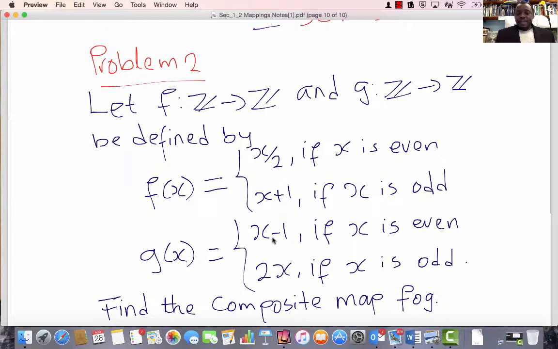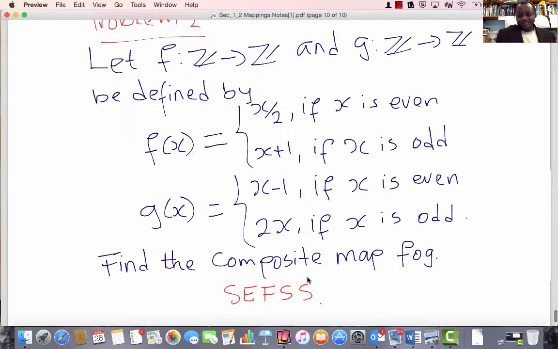Define G as X minus 1 if X is even and as 2X if X is odd. Now I want you to find for me the composite map F composed with G. Interesting. Play with that some and let's see what you would come up with. And for the students who are taking this class with me right now, I will check and see in class what you did with this problem. So that is left as a simple exercise for serious students.